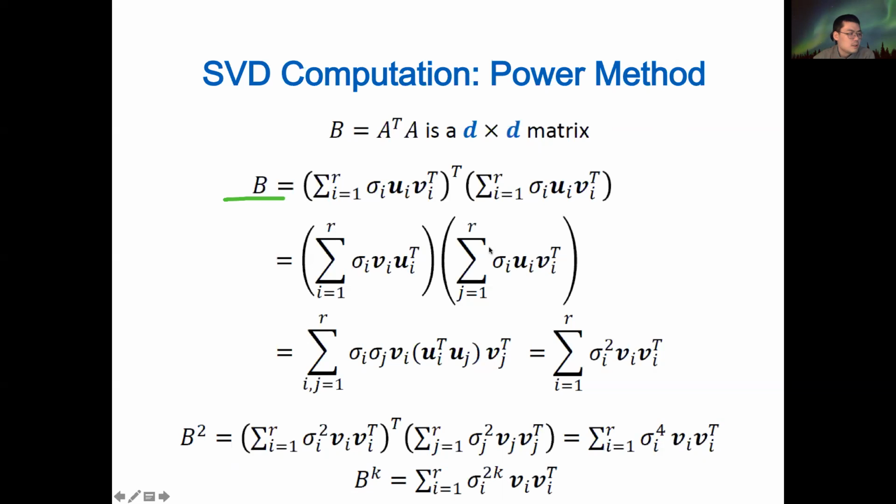Because we showed that power 1 is 2, power 2 is 4, and power 3 is 6. So this is really 2K. Any question on this slide? I hope this is fine.